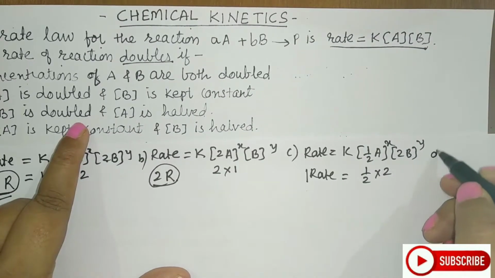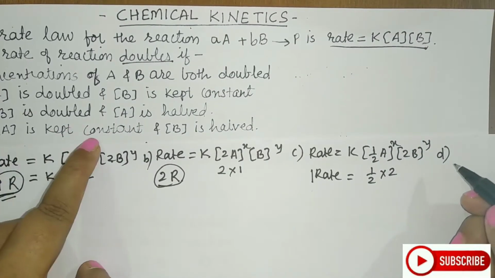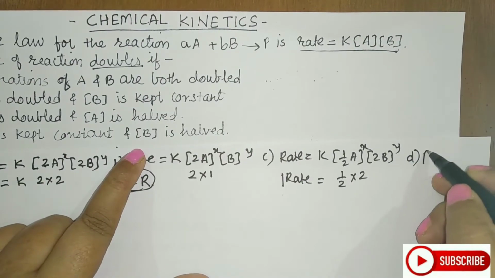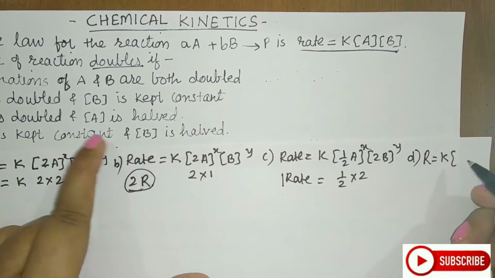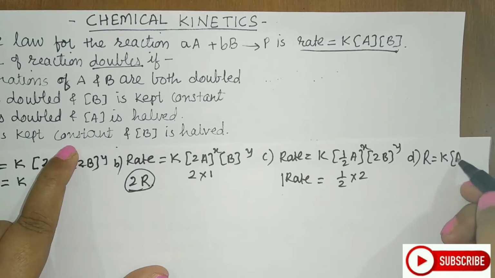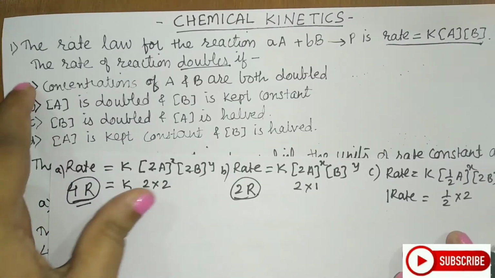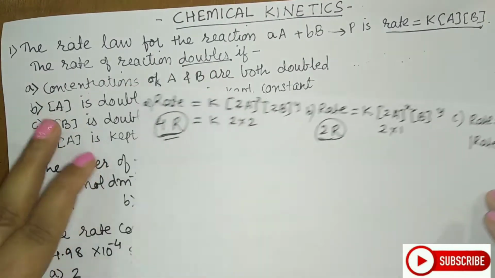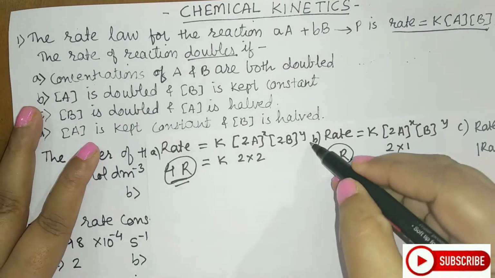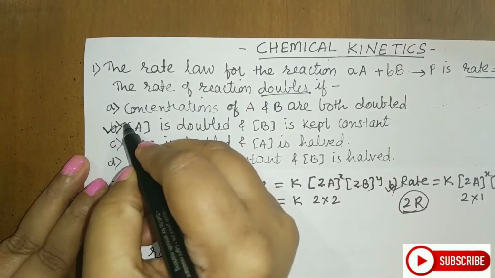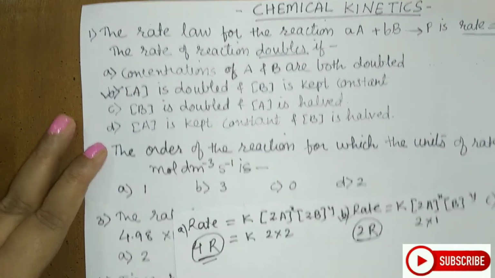Let us go for the D option. A is kept constant and B is half. So rate is equal to A is kept constant, means as it is, and B is half. So what will happen, student? The rate will become half. They want the condition where the rate of the reaction will double. So here the rate is getting doubled. So that is B option. So your answer here is the second option.